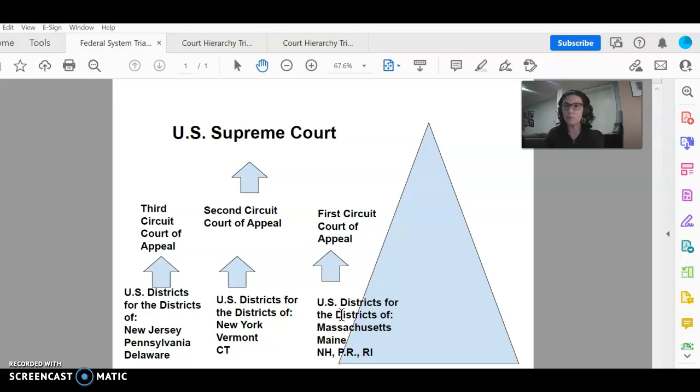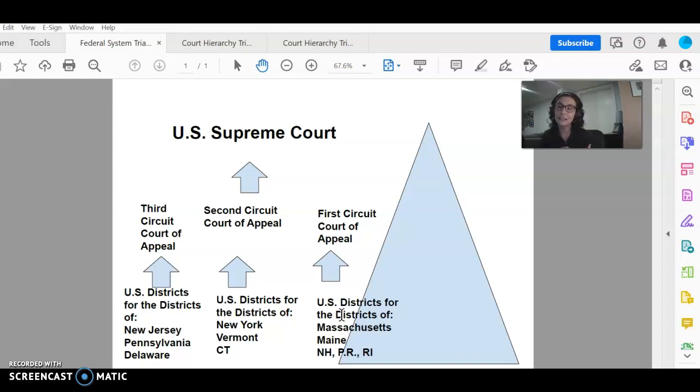And actually, I don't have my book in front of me now, but there's a chart in your book that shows all 11 of them. There's also a separate circuit called the Federal Circuit, and that deals with patent cases. There's also a circuit called the D.C. Circuit Court of Appeals, which only hears matters from the U.S. District Court for the District of Columbia.